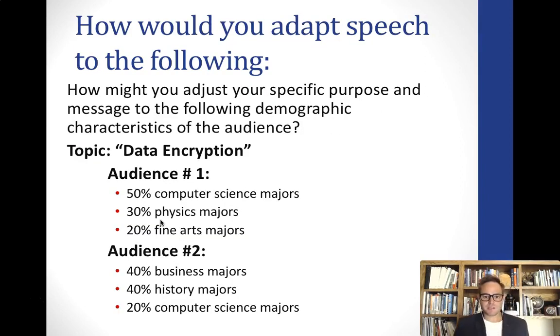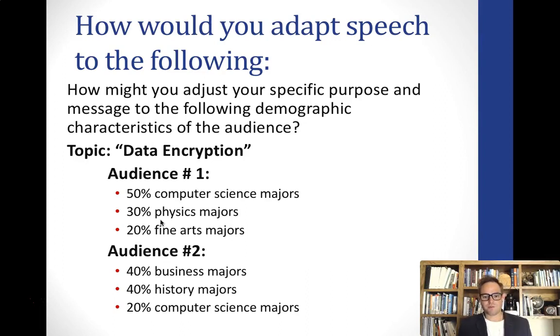Okay, so typically in class we do this activity where I ask students to get into groups, and based on just hypothetical demographic information, figure out how to develop a specific purpose and a message to follow these demographics. So, let's say the topic was data encryption, and you were giving the speech to an audience that contained 50% computer science majors, with 30% of your audience members holding some sort of physics degree and 20% fine arts majors. How would you adapt your topic to fit this audience demographic?